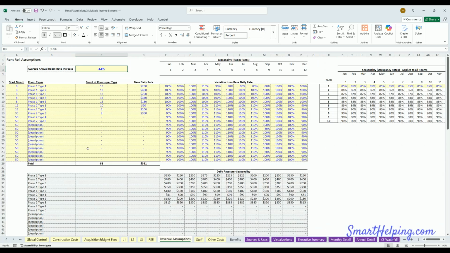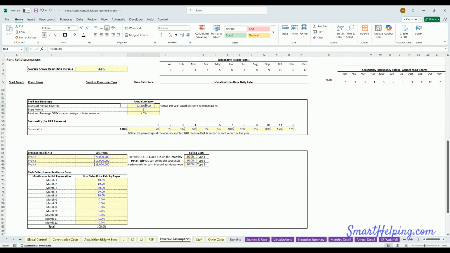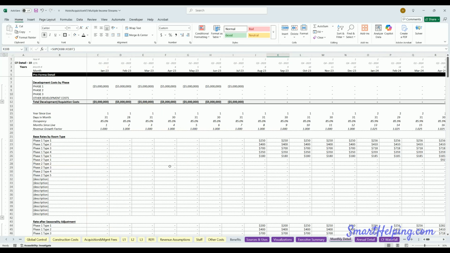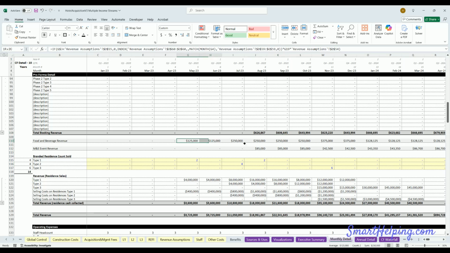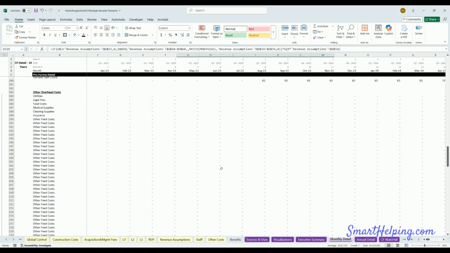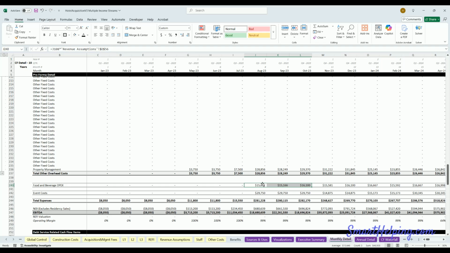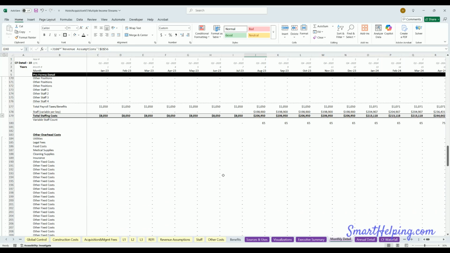All right, next up we have food and beverage. So this is pretty simple. You just define expected annual food and beverage revenue, when that starts, the start month number, and then your food and beverage OPEX is simply a percentage of the hotel booking revenue. So that's kind of a top down there. So this will be revenue, this will be expenses for food and beverage. And you can look on the monthly detail. The revenue is right here, and the food and beverage OPEX is right here. And you can make sure that kind of lines up with what you think it will be.